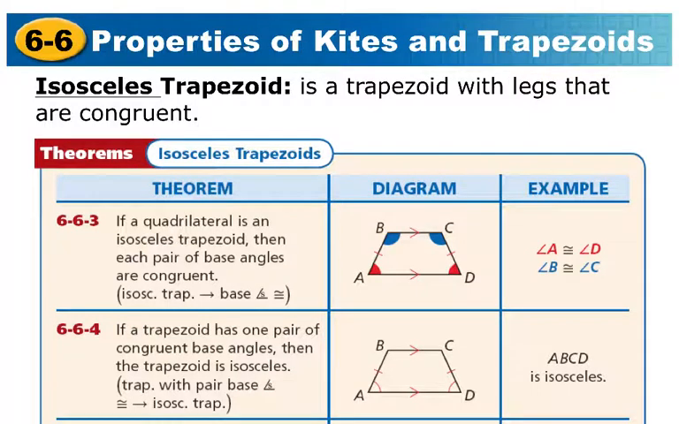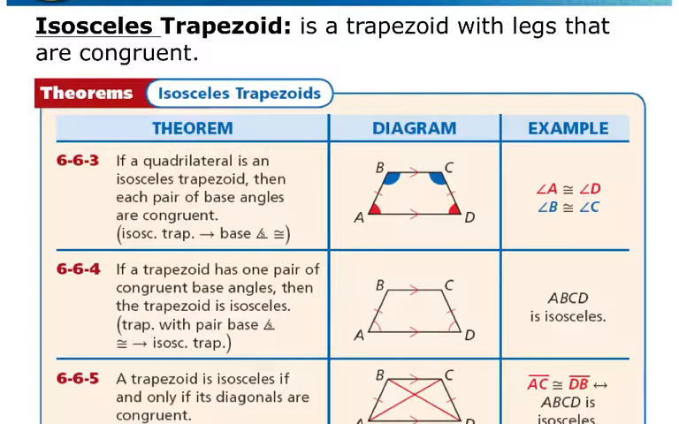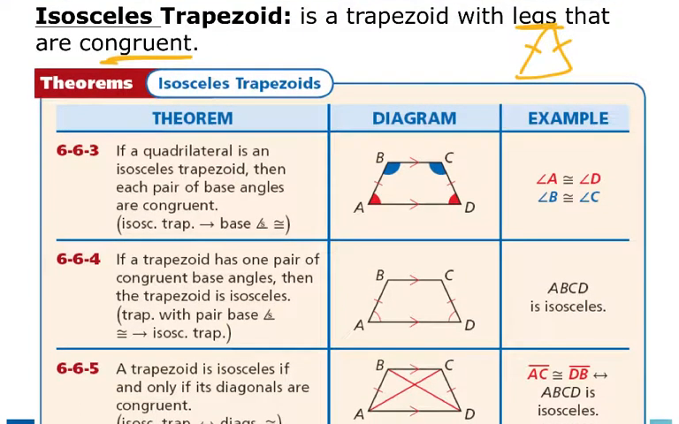Alright. So looking at our isosceles trapezoid, thinking of an isosceles triangle, that means two sides that are the same. This is going to mean two legs that are congruent instead of two sides, because it's the non-parallel sides. So if a quadrilateral is an isosceles trapezoid, then each pair of base angles are congruent. So we've got this pair of base angles and this pair of upper base angles, and those are congruent if we have the two sides or legs that are congruent. So that's one property of an isosceles trapezoid.